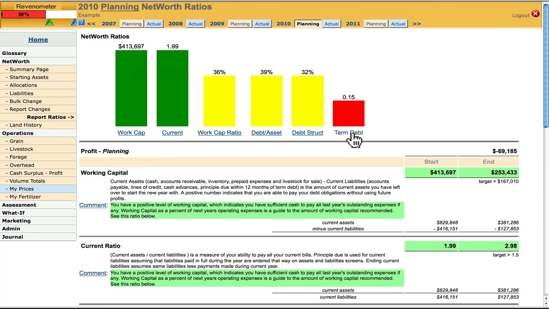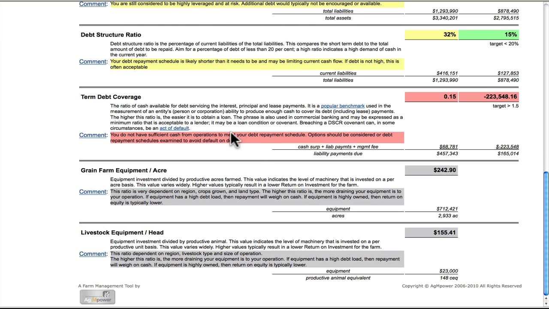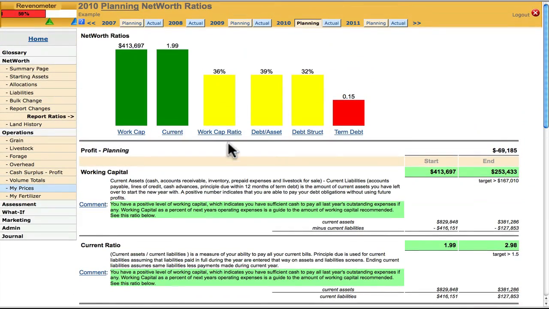The red bar means that this is a troublesome area. This time it's term debt coverage, which is at 0.15. The target is 1.5. Therefore, it's a long way off the target and should be looked at to see what's going on. You can look at each one of these explanations as to what the ratio means, and then underneath, in the comment section, will be how yours is looking.